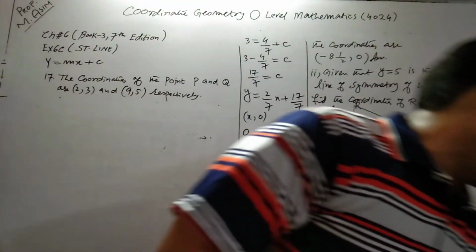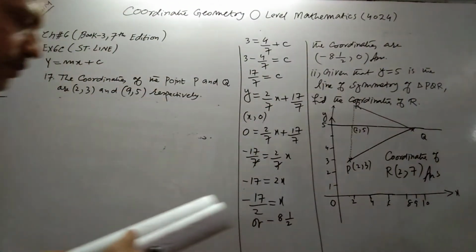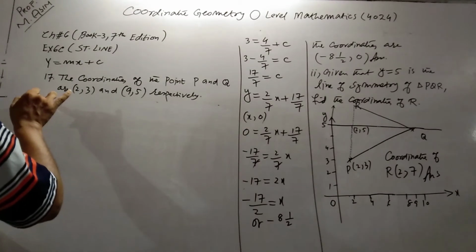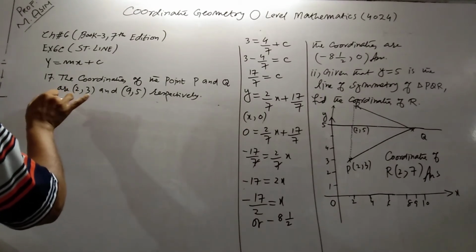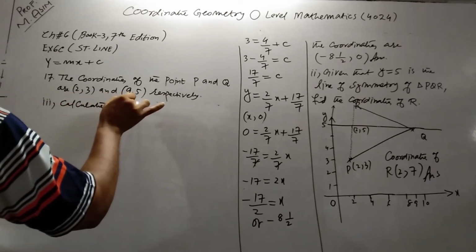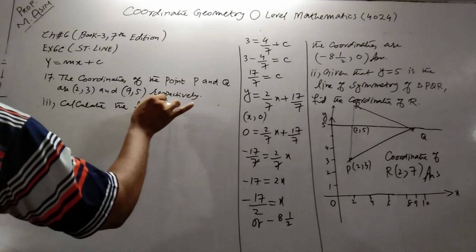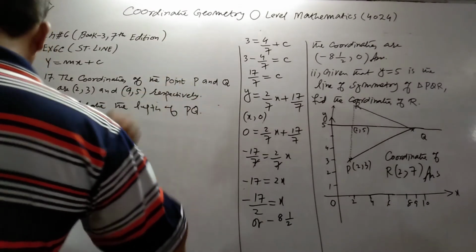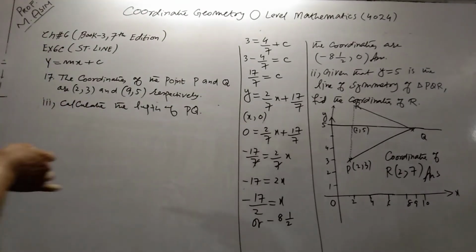There are 4 parts in this question. Part number 3 is: calculate the length of PQ. Again, length means distance.